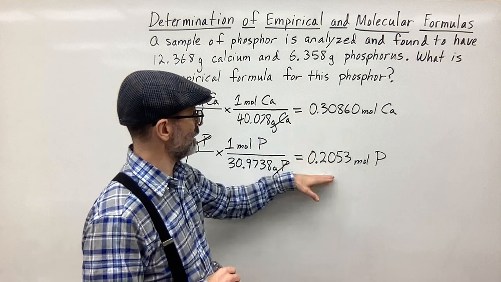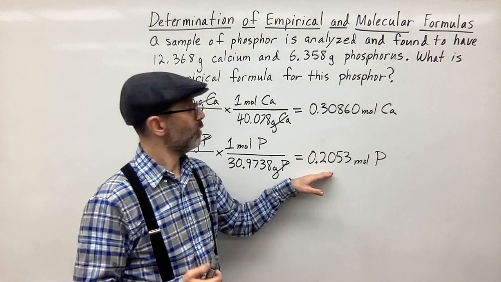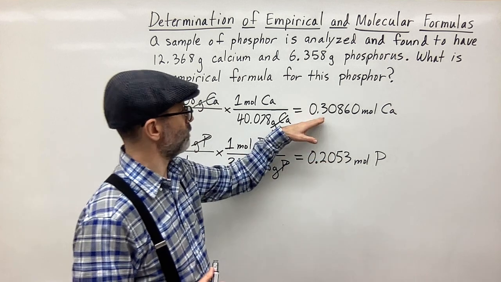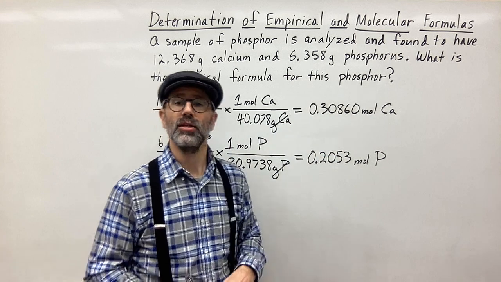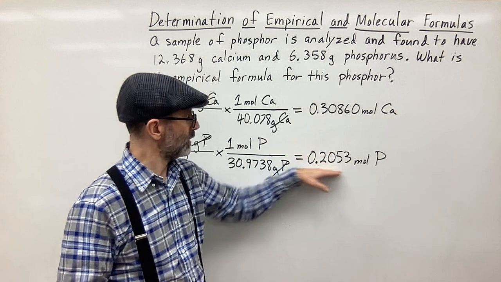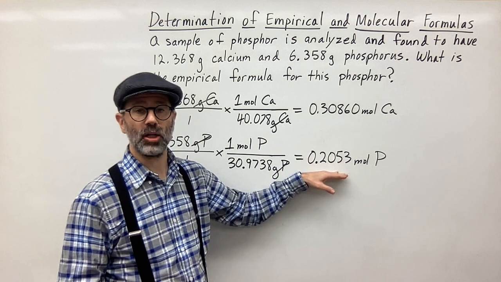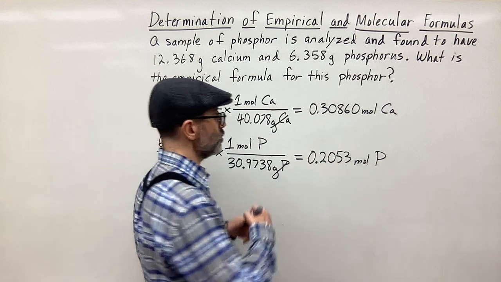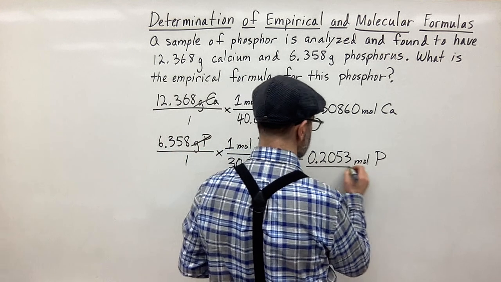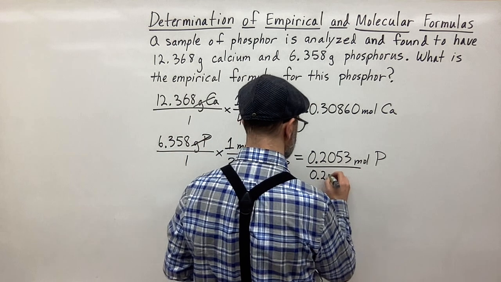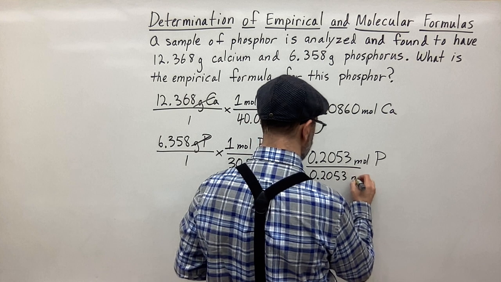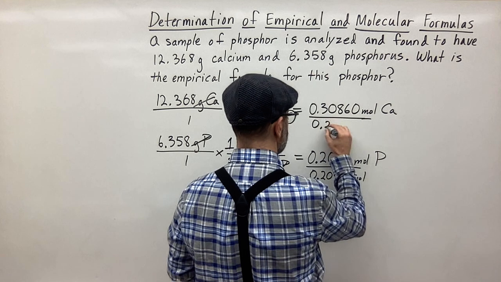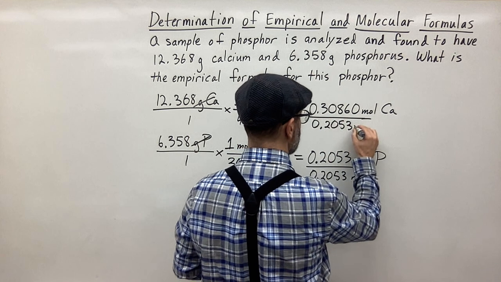So between these mole amounts that I have for these elements, I have 0.2053 and I have 0.30860. So the smallest of these two is this one here. This is the smaller one. So I'm going to divide both of these by the smaller one. So when I do that, I'm going to divide this one by 0.2053 moles. I'm going to divide this one by 0.2053 moles.